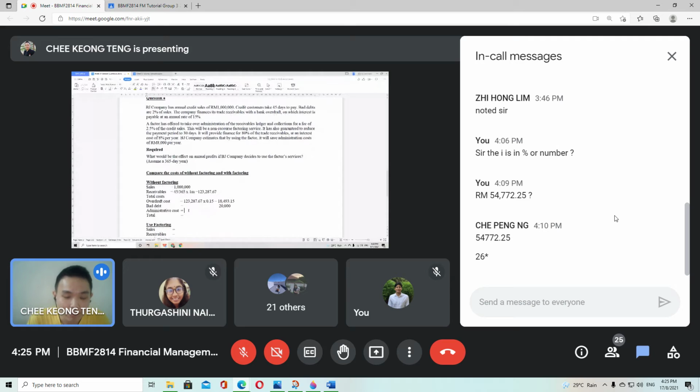Then after that, administrative costs. Okay, you look at this one. BJ company estimates that by using the factor, it will save admin cost 8,000 per year. Which means, if you read here, then you will understand. It means that if you are not using factoring, you need to pay admin cost of 8,000. Here, you need to pay additional 8,000. Because here saying if you are using factoring, you save this money. So if you are not using factoring, you need to pay 8,000. It means that you manage yourself.